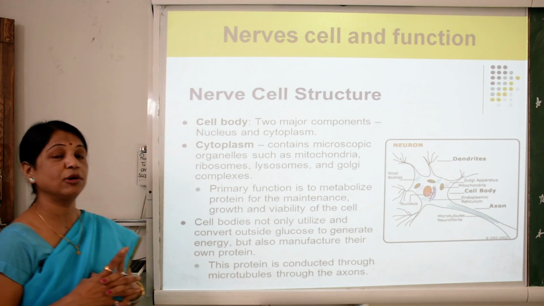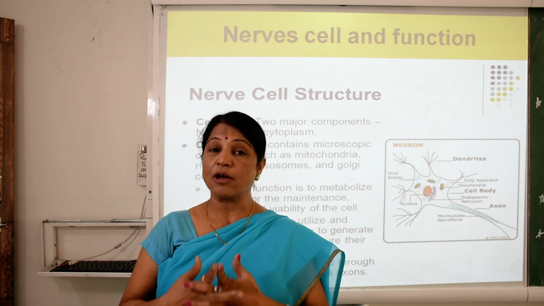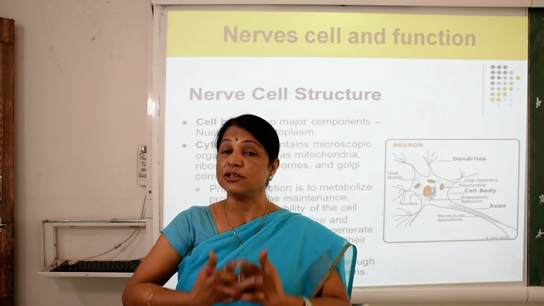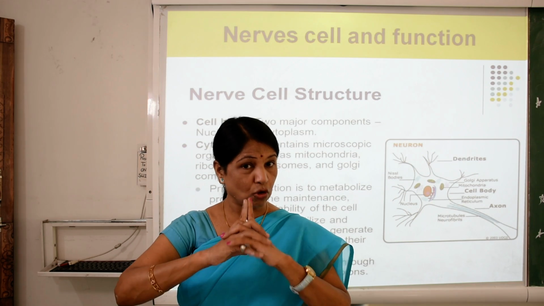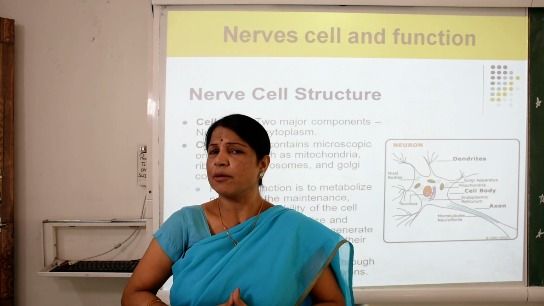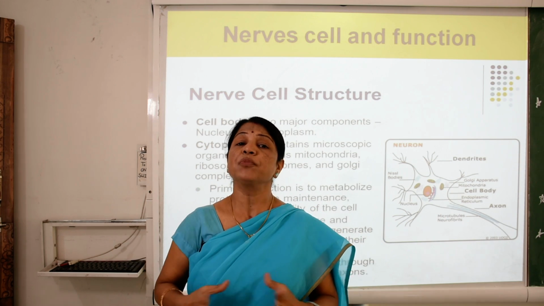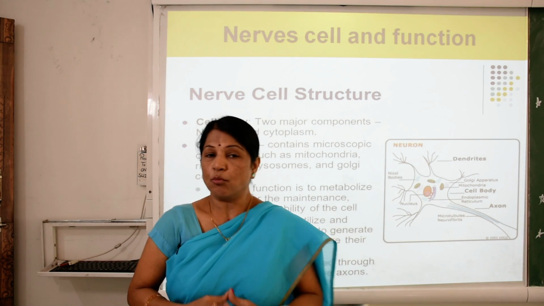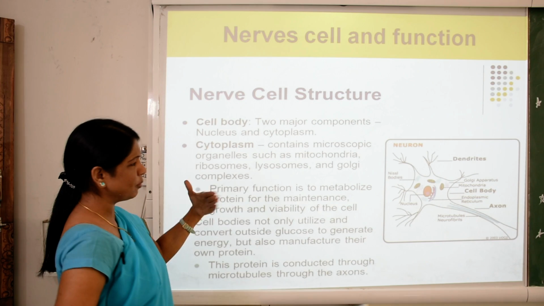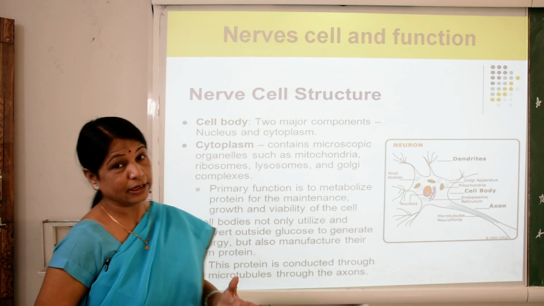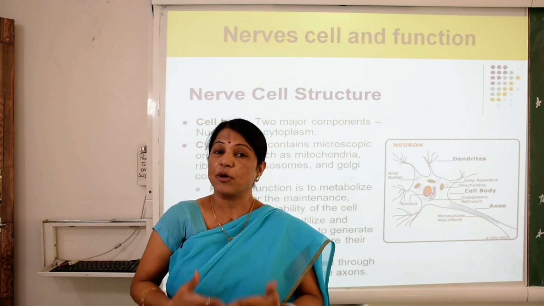Yes children, our human body has various types of cells. That is why our body is very complicated. Why? Because we perform lots of functions in our body, so that is why it is complicated. It is made up of billions and trillions of cells.